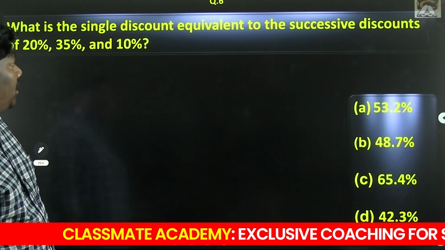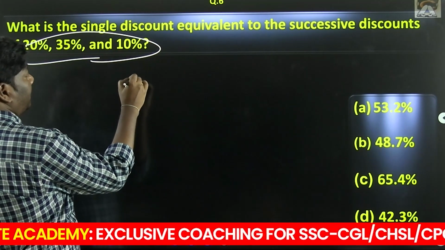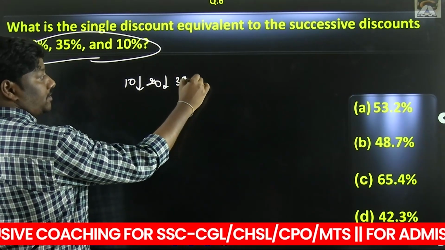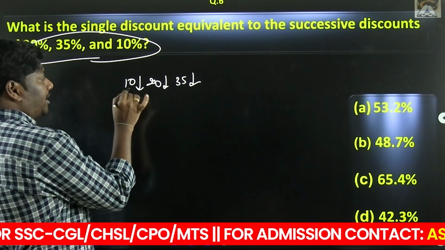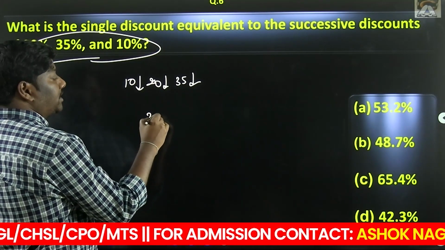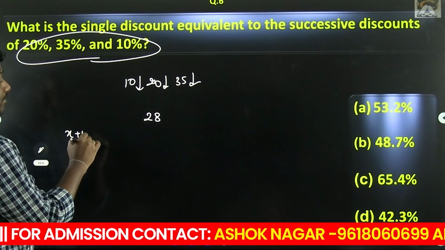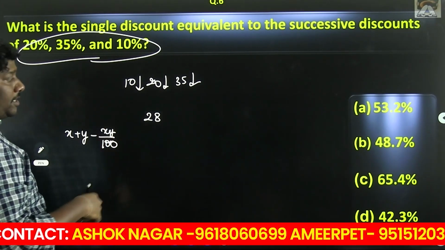What is the single discount equivalent to? Order doesn't matter in percentages, you can take it in any manner. 10%, 20%, 35%. You can use the direct formula, or else you can take 2 at a time. When I take 2 at a time, 10 followed by 20 is 28. I am using the formula x plus y minus xy by 100, 2 at a time.